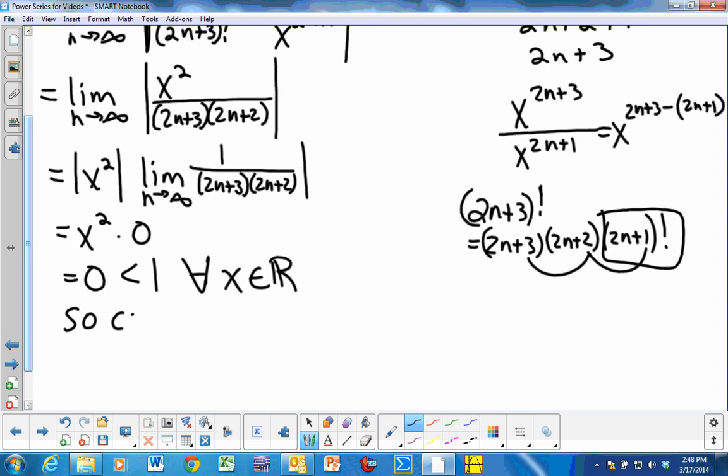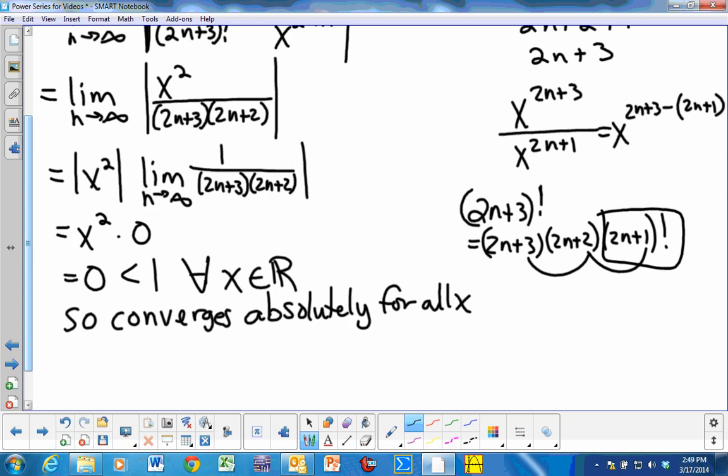So we say this converges absolutely for all x. Interval of convergence, if that's what you're asked for, is minus infinity to infinity. Radius of convergence is infinity. So sometimes we luck out. We don't have to test the endpoints because it worked for everything.